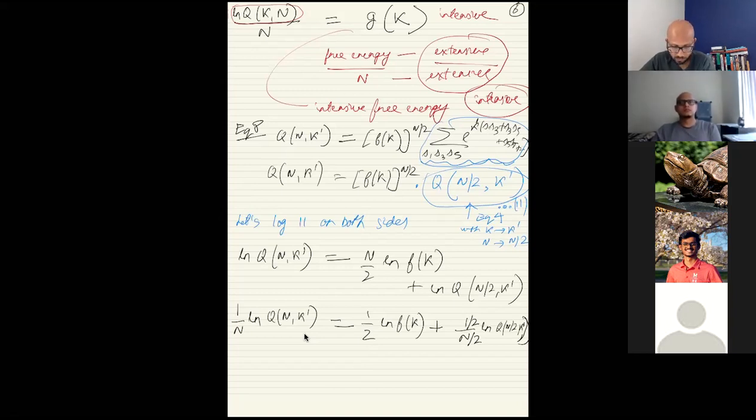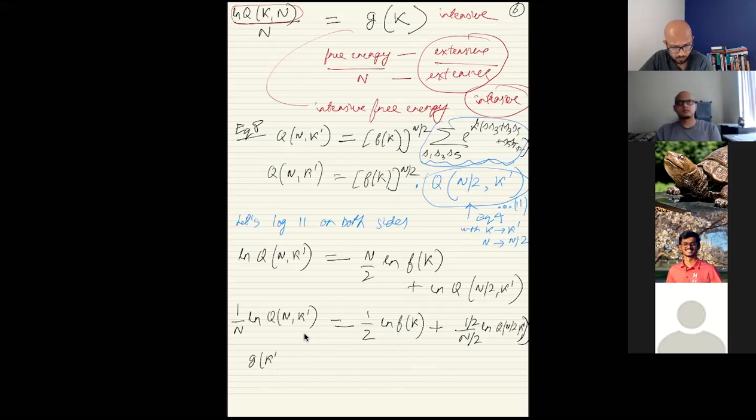So what do we have? Suddenly we have a very interesting relation. Now we have something for the free energy, for the system size independent free energy, which says g of k prime is equal to 2g of k minus ln... well, okay, let me not jump through this. So on the left hand side, I have g of k prime.